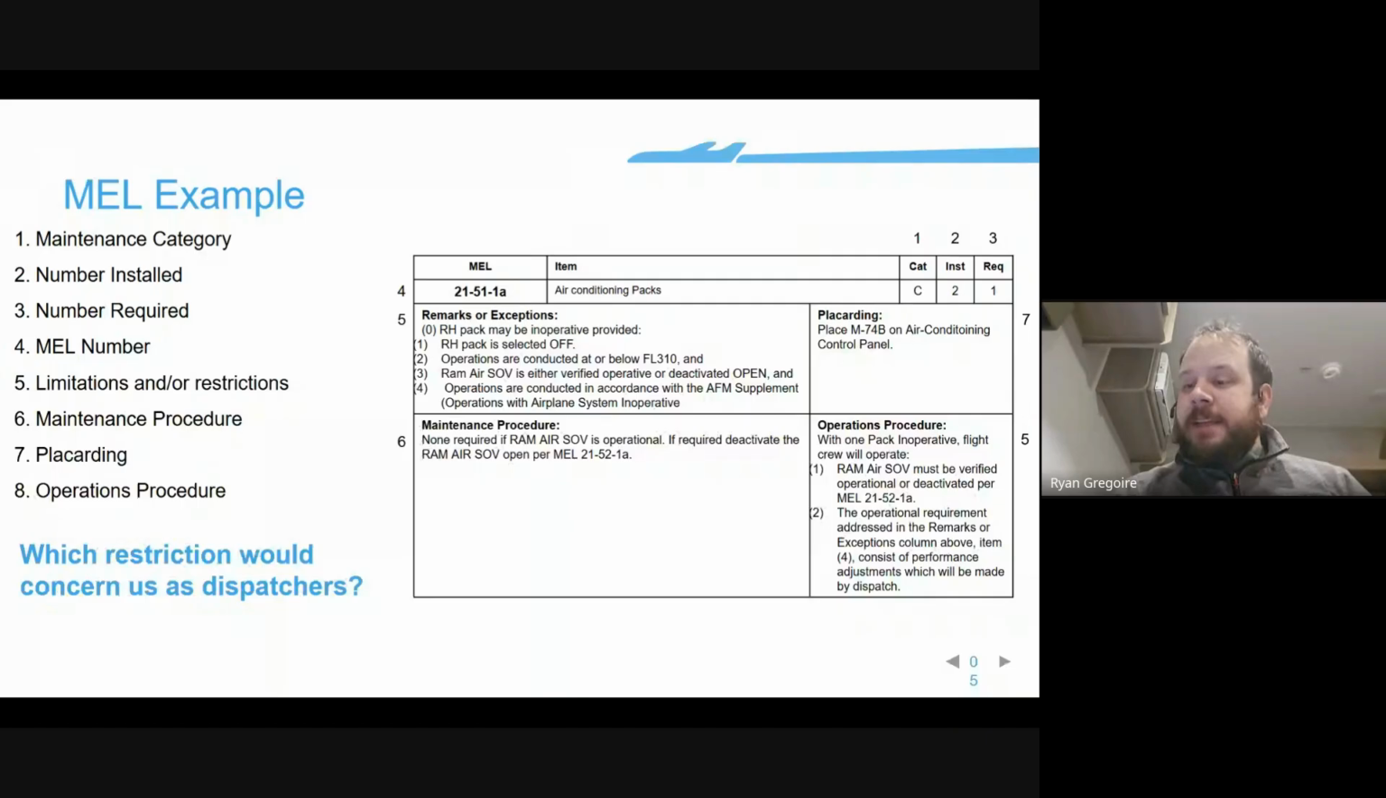Block 2, that is the number installed. So for instance, at this MEL, we are looking at air conditioning packs. There are 2 air conditioning packs installed. Block 3 is going to be the number required. So for this MEL, it's saying that on the aircraft, there are 2 AC packs. You learned that when you were talking about systems. Only one of them has to be functional, and we can fly with this MEL.